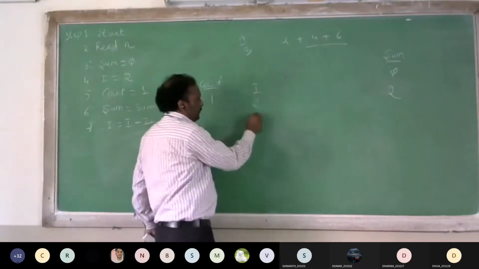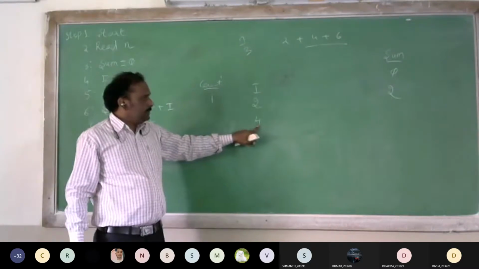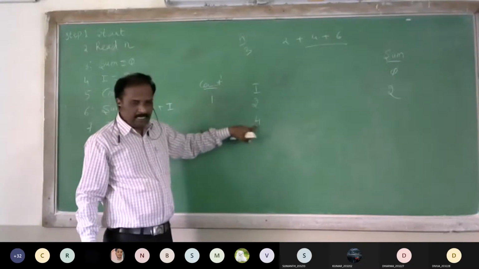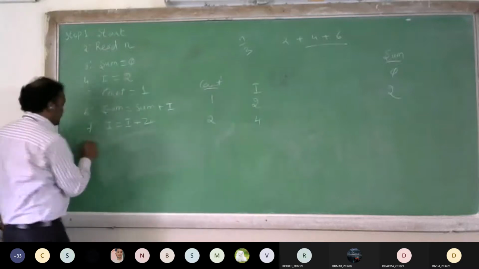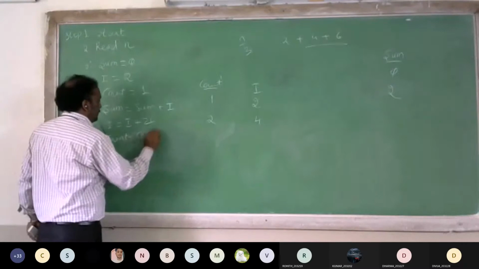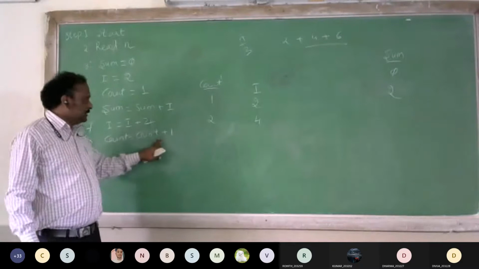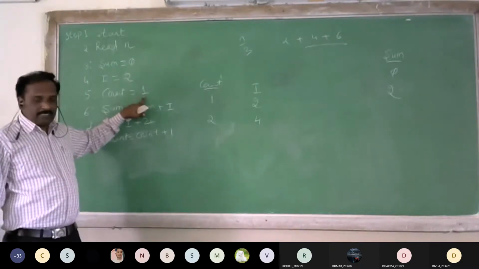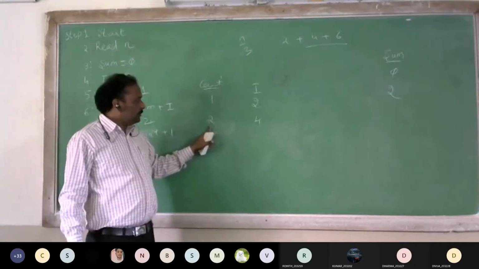So I is 2. Now the next number will be 4. Next even number will be 4. What is this even number? Second even number. First even number, second even number. We have got the second even number. So count is equal to count plus 1. Because I is 2, we have taken this as the first number. When I is 4, this is the second number. Count is equal to count plus 1. Now count has become 2.